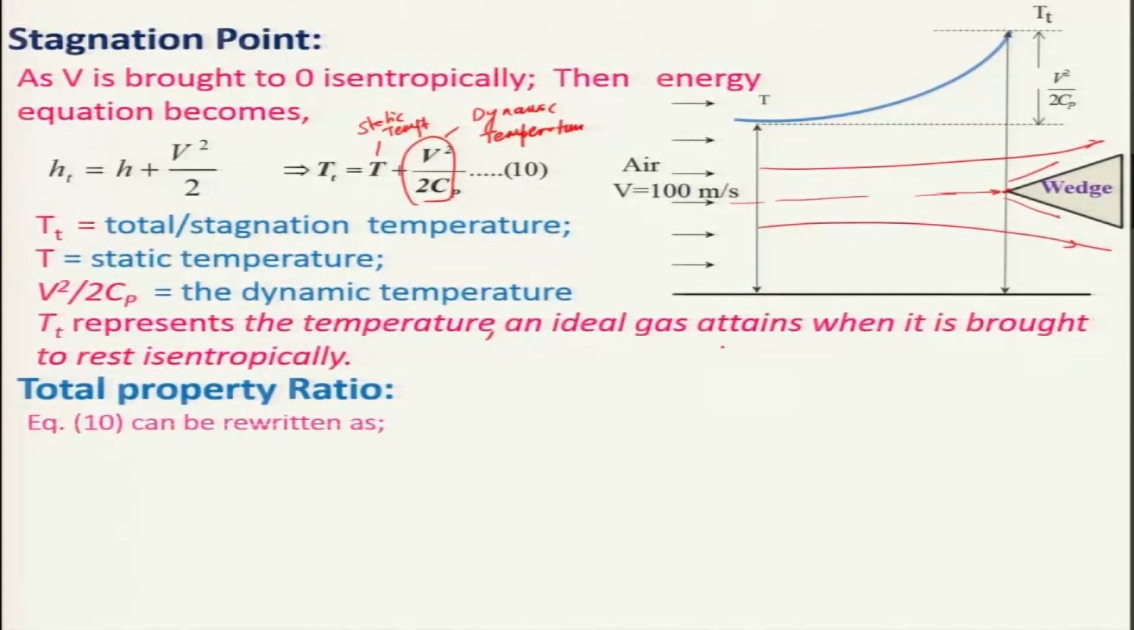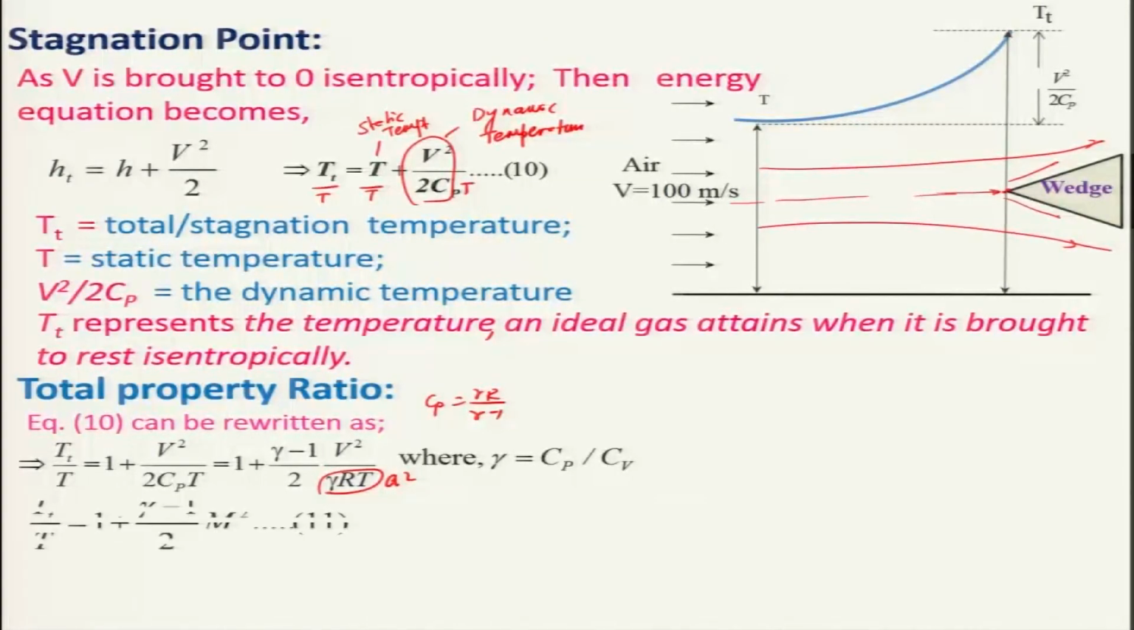Total property ratios are what we will be dealing with, because equation 10 we can convert into Tt. I can divide this equation 10 by temperature here, and so also temperature here, and we can get it in terms of gamma minus 1 divided by, because Cp is equal to gamma R divided by gamma minus 1. So, V square by 2 you can keep, this is basically nothing but your A square, and this V by A is nothing but your Mach number, and so therefore, Tt by T is equal to 1 plus gamma minus 1 divided by 2 Mach number square. This is the expression for the temperature ratio, particularly total temperature and static temperature ratio.